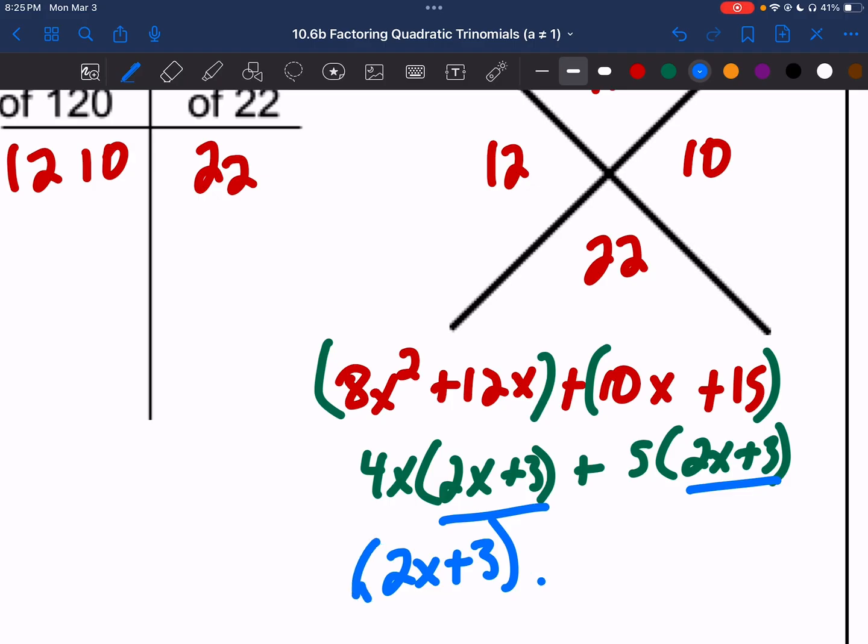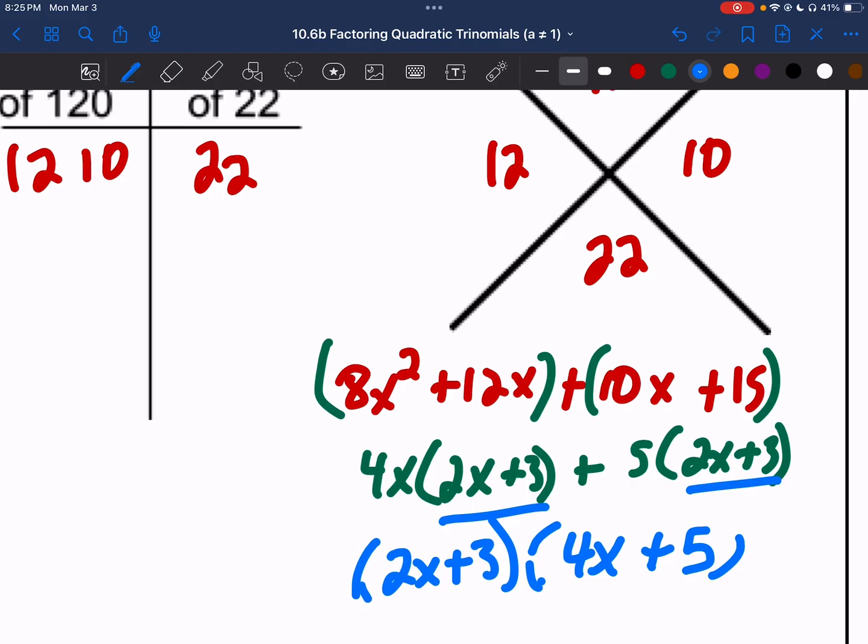And we have what's left, which is 4x plus 5. Right, 4x plus 5 and 2x plus 3. Okay, that is how we do this. All of our terms are positive there.